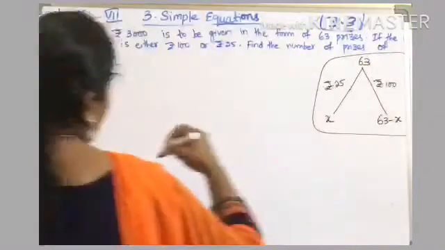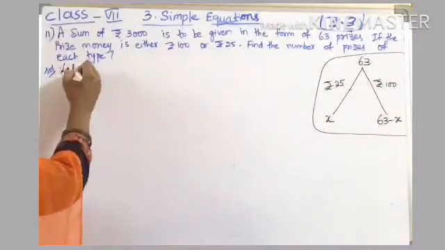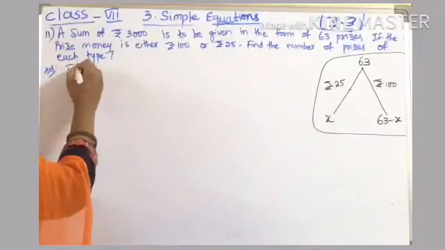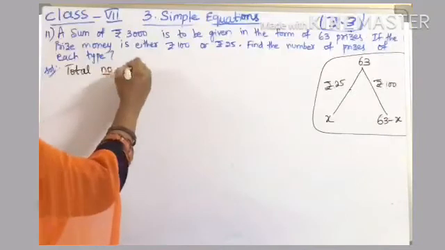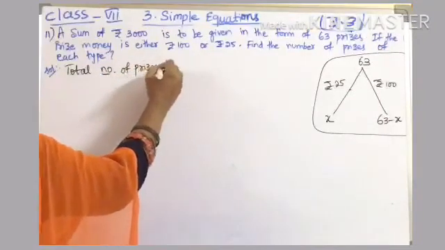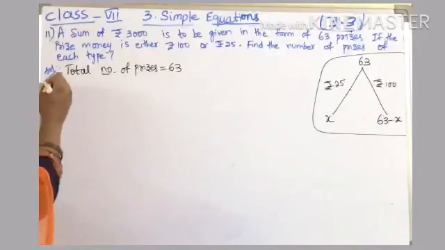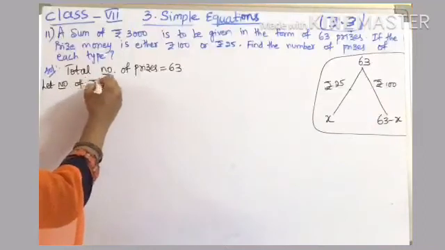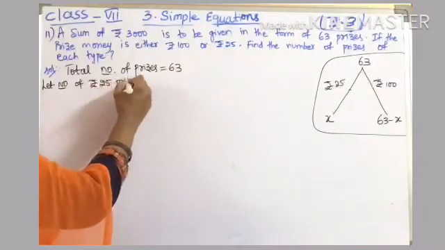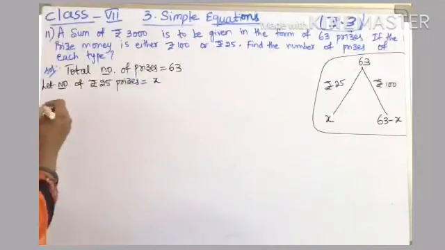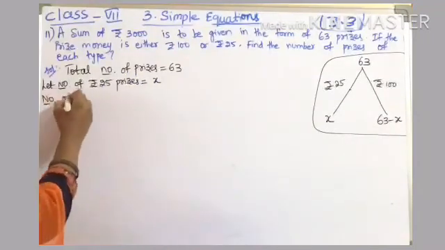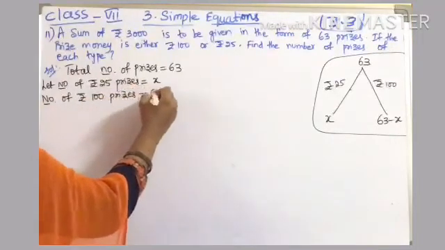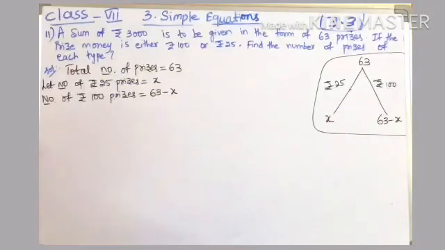Now, let me first write the total number of prizes. Total number of prizes is 63, and let the number of 25 rupees prizes equal X, okay? Then the number of 100 rupees prizes equals 63 minus X. Is that clear up to here, children?